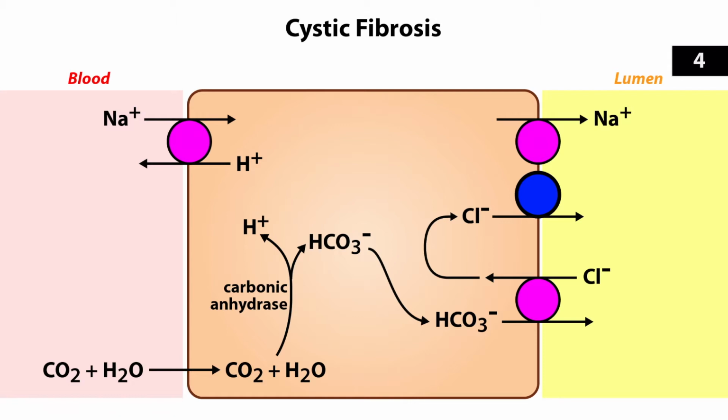Well, if you can't put chloride in, the sodium's not going to follow and the water's not going to follow, so you get very thick, very viscous secretions in your airways and in your pancreatic ducts. And they get all clogged up, and that causes a lot of problems. Now, the CFTR channel actively secretes that chloride into the lungs and the GI tract, and actively reabsorbs chloride from sweat.